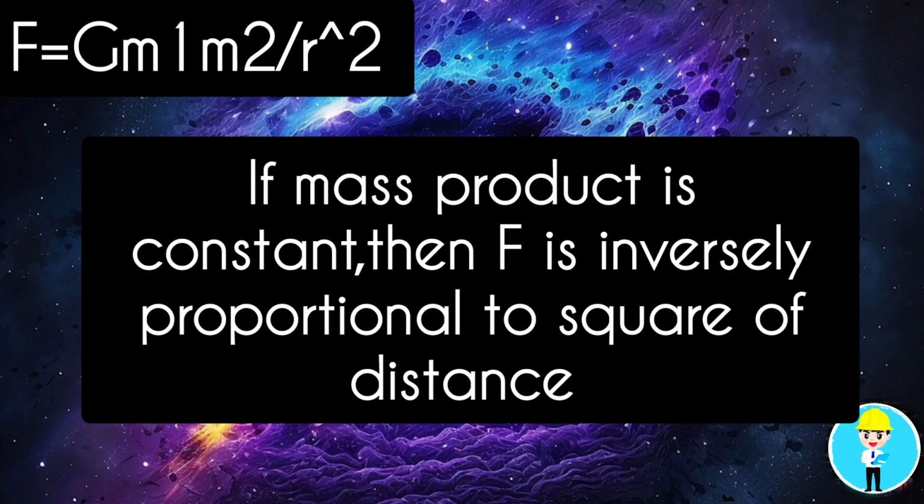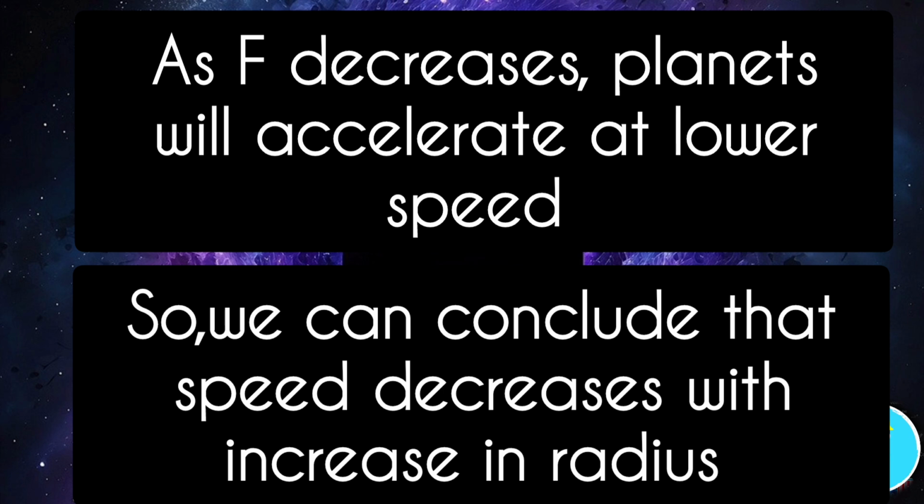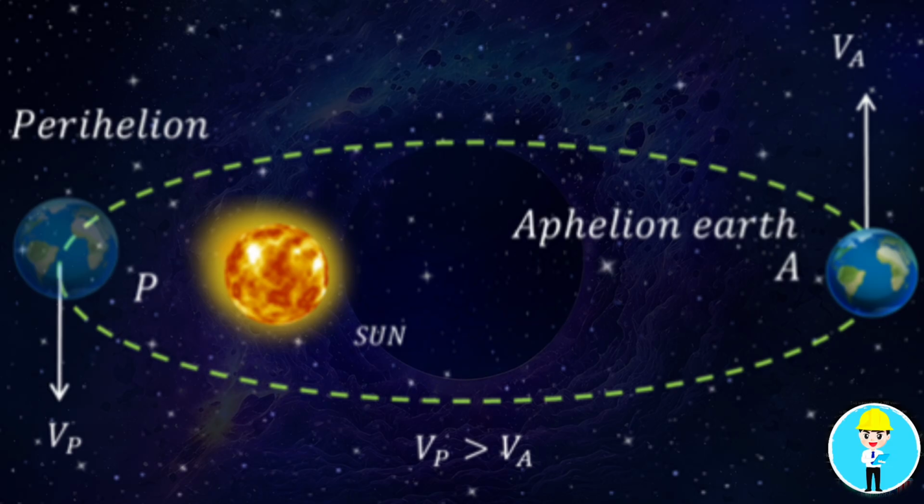This is a general thing that is observed. As a result, if the force of gravity decreases, the planets or the stars will accelerate at a lower speed, so the speed will also decrease as we keep on moving away from the center. One more thing can be taken into account to justify that the planets suffer a loss in velocity or speed as the distance from the center or focus increases.